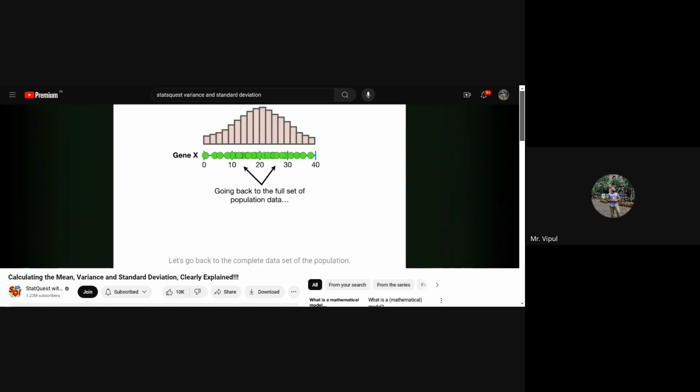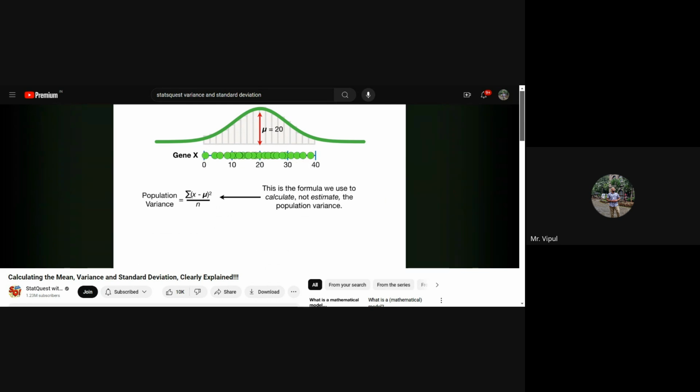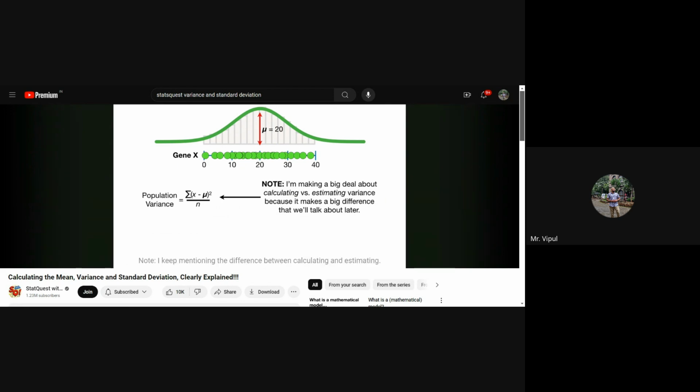Going back to the full set of population data, we will now determine how wide to make the curve by calculating, not estimating, the variance and standard deviation. In other words, we want to calculate how the data are spread around the population mean. This is the formula we use to calculate, not estimate, the population variance. Note, I'm making a big deal about calculating versus estimating variance because it makes a big difference that we'll talk about later. This part, x minus mu, means we subtract the population mean, mu, from each measurement, x.